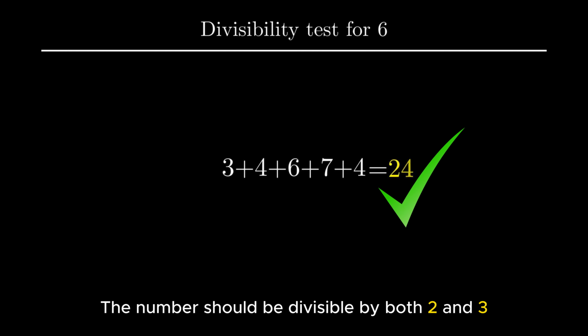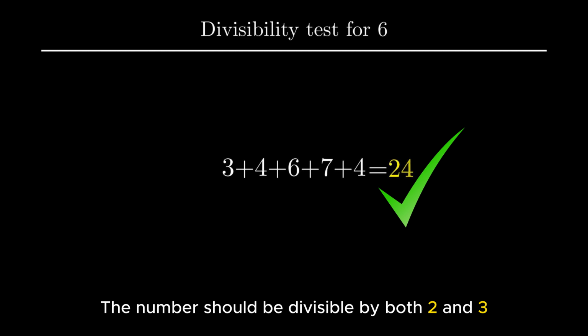Next we have divisibility test for 6. The test is that if the number is divisible by both 2 and 3, then only the number is divisible by 6. For example, consider a number as 34,674. To check the divisibility test by 2, we just have to focus on the units place. The digit at the units place is 4, which is divisible by 2, therefore the number is divisible by 2. For divisibility by 3, just add all the digits: 3 plus 4 plus 6 plus 7 plus 4, which is equal to 24. As it is a multiple of 3, so the number is also divisible by 3. Therefore the number 34,674 is divisible by 6.